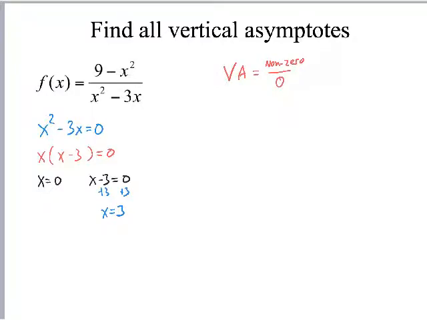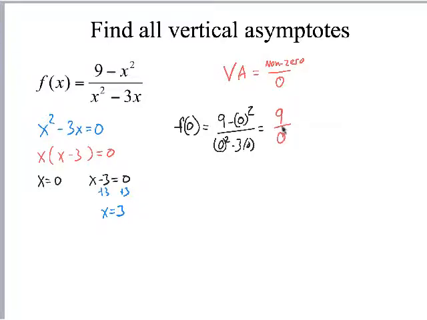My next step is to see, well, if I plug in 0, do you get a 0 or non-zero on top? If I plug in 3, what do I get? So watch what happens. What I'm now going to do is I'm going to find f of 0. When I do that, I'm going to get 9 minus 0 squared over 0 squared minus 3 times 0. When I do that, I get 9 over 0.